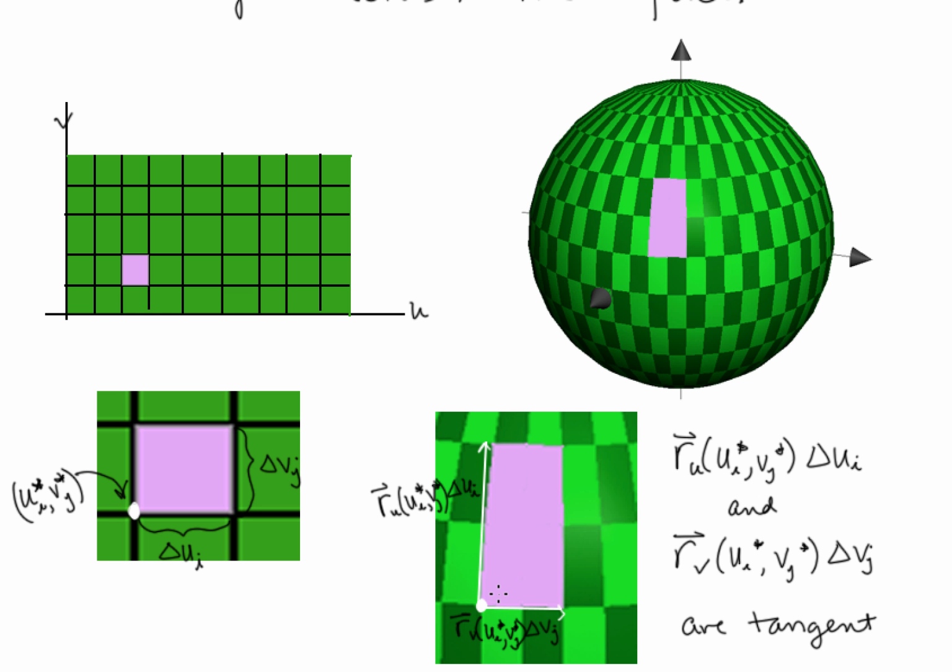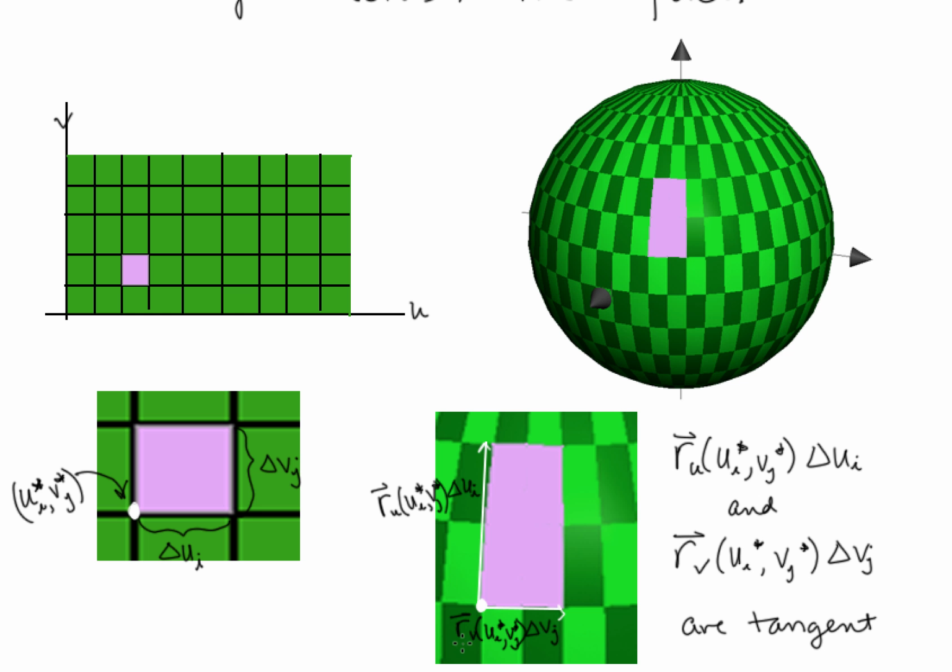Well, we know that we have these tangent vectors given by r sub u and r sub v. R sub u gives us the change in position with respect to a change in u. So if we start out with a change in u of delta u_i, our approximate change in position is going to be given by r sub u of u_i star, v_j star, times delta u_i. We multiply this partial derivative by the original change in u, and that gives us the approximate change in position. In other words, this is the change in position we can expect when moving along the tangent plane.